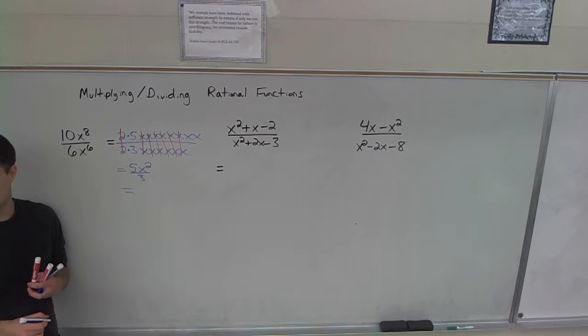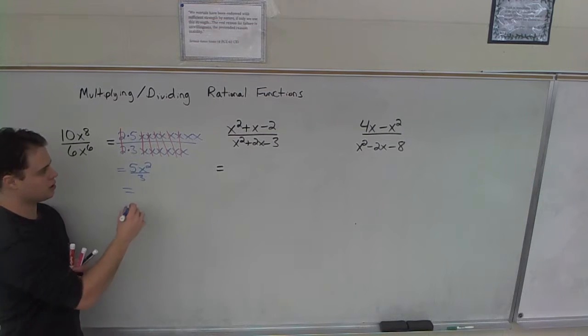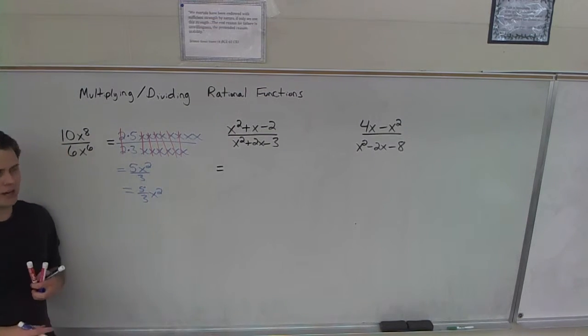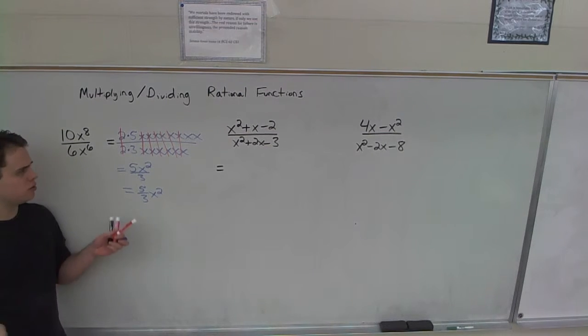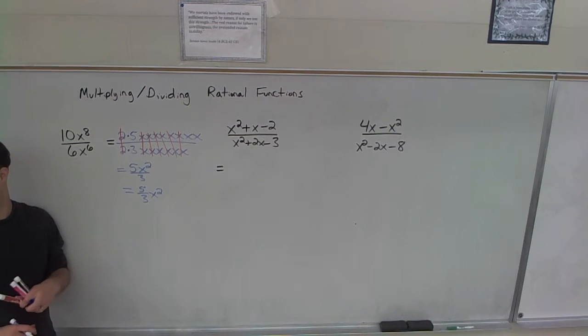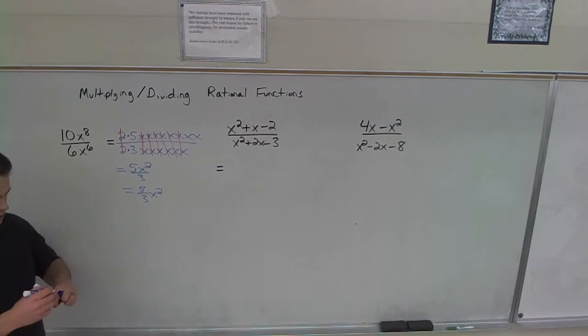Somebody asked me this morning, should I write it like that, Mr. McGee, or should I write it as 5/3 x squared? I don't care which way you write it, it's the same thing. If you don't know that this is this, that's a little bit concerning. You should be able to flexibly go between these two things when necessary. Okay, they're both right answers. All right? So there's that one.